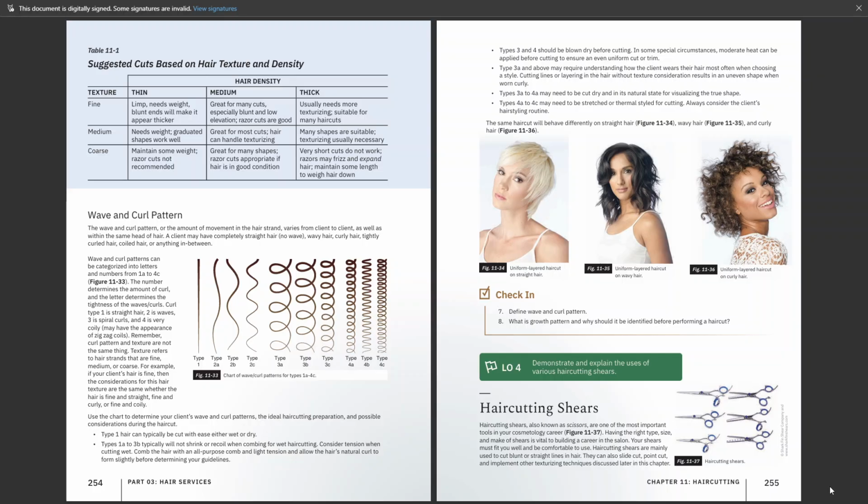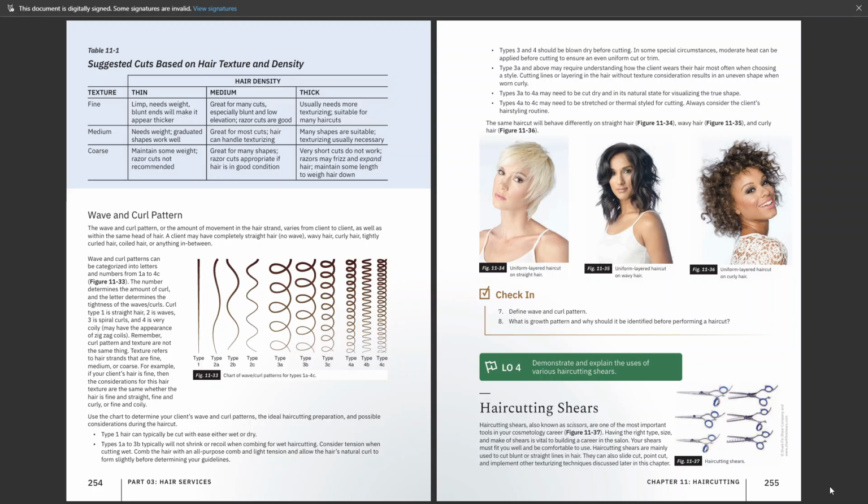Learning objective number 4. Demonstrate and explain the use of various haircutting shears. Haircutting shears. Haircutting shears, also known as scissors, are one of the most important tools in the cosmetology career. Figure 11-37 shows haircutting shears.